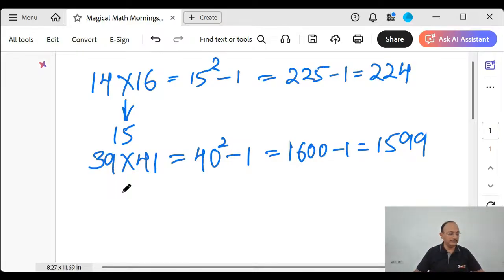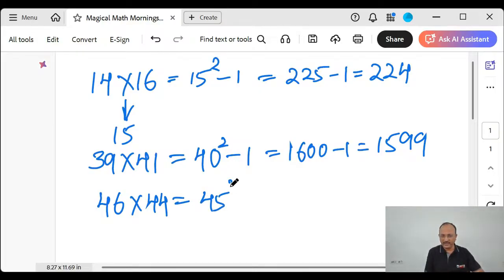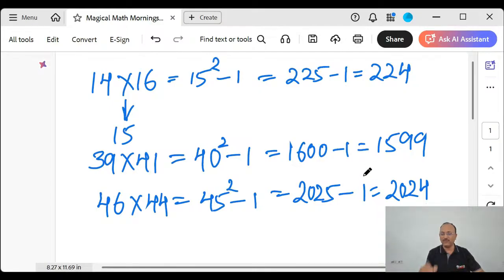Let us apply this one for 46 into 44. What is the middle number? It is 45, correct? So 45 square you find out minus 1. What is 45 square? We know the trick, correct? 2025. Just subtract 1, you will get the answer, 2024. That's it. Whenever two numbers are differing by 2, you take the middle number, square it, and just subtract 1. Squaring of the numbers, you know, correct?